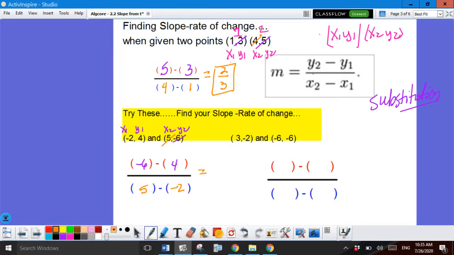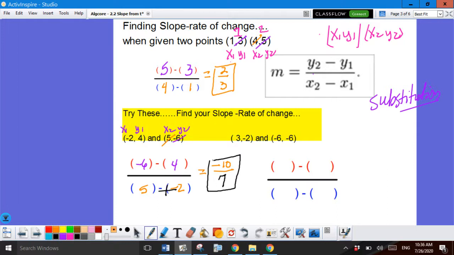Okay, do the math. Negative 6 minus 4, that's negative 10. 5 minus a negative, minus we know is plus, so 5 plus 2 is 7. Is that going to change or simplify? Remember, we don't want slope as a mixed number, so it stays as an improper fraction. Negative 10 over 7 does not change.